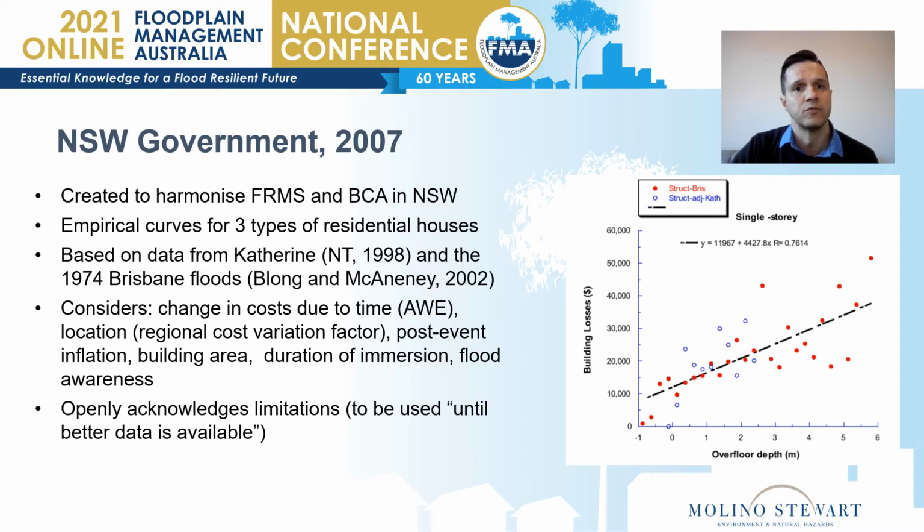The tool, which includes an Excel calculator, is based, as I said, on a set of stage damage functions for 3 types of houses, but cannot be used for apartment blocks or non-residential properties. The stage damage curves are empirical and were built by Risk Frontiers using 361 insurance claims from Cyclone Catherine in 1998 in the Northern Territory and the 1974 Brisbane floods.